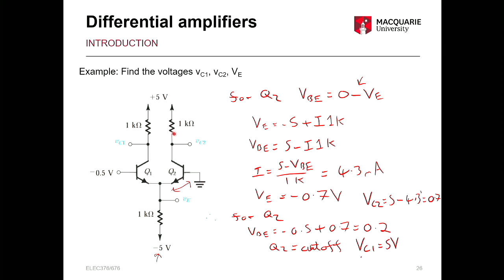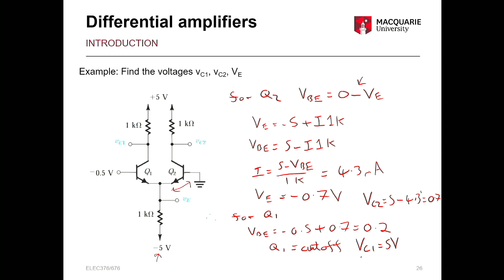You said Q2 the first time and Q2 the second time. Is that also for Q1? Oh, sorry. Q1 is the second one, yep. Sorry. Let's see if I can delete that. Yeah, Q1 is in cutoff, Q2 is working.